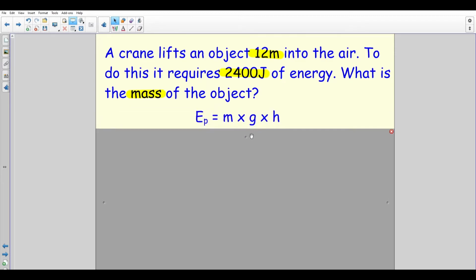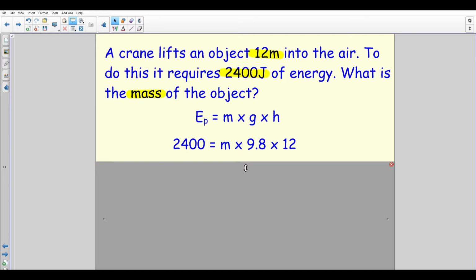So first thing, write our formula down. Energy equals mass times gravity times height. Then we put our numbers in. So this time we know the energy is 2,400. We know gravity is 10, and we know height is 12, but we don't know mass. So put those numbers in there. And now we look at what we can do. I'm going to change that to 10. We'll round this up a bit.